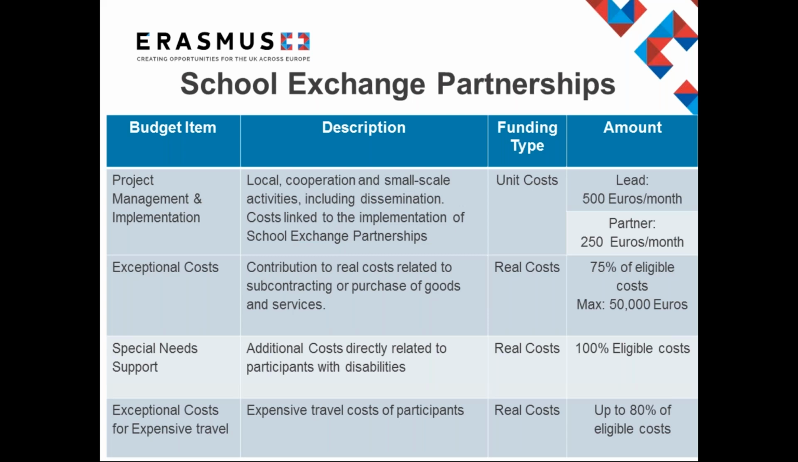Exceptional cost for expensive travel is a category that you can apply for under learning, teaching, and training activities, and is for those organizations that are based in remote areas and might need additional funding than the one that is usually provided using the distance band calculator.